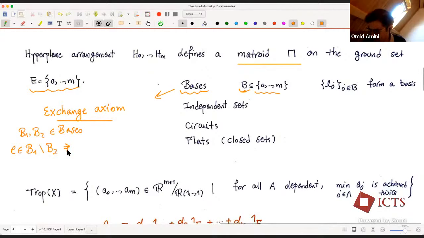then you should be able to find an element F of B2 which is not in B1, such that you can exchange E against F and you remain a basis. That is, if you remove E from B1 and you add F, then you are again in the collection of bases you have fixed.